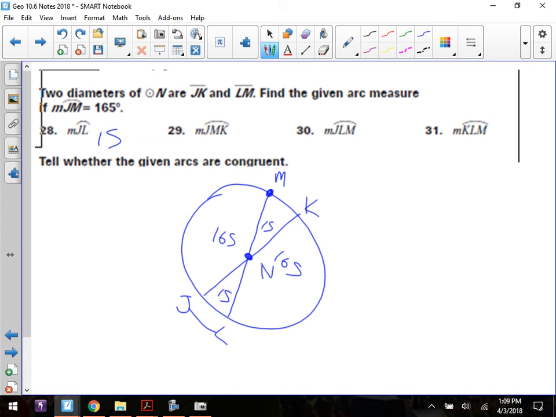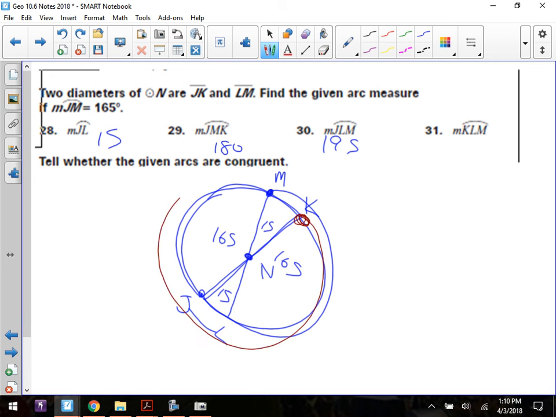15. J past M to K, well, that's a diameter. If I'm going from J to L to M, that was 180, add the 15, and you got your, what, 195? And then KLM means I'm starting at K, going past L, and ending at M. Well, I could do the 165, 15, and 165, or can I just take 360 and subtract 15? It works all the same. If you do it that way, what is it, 345? Super, super easy to work.